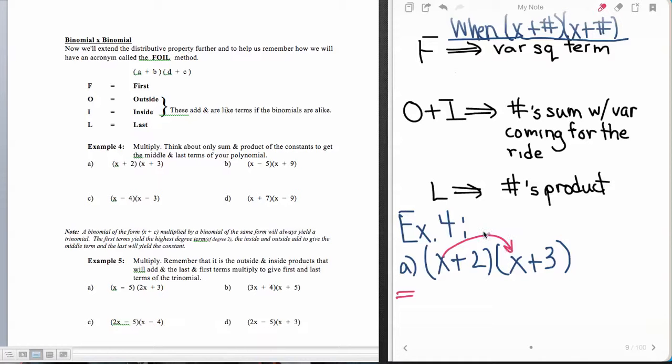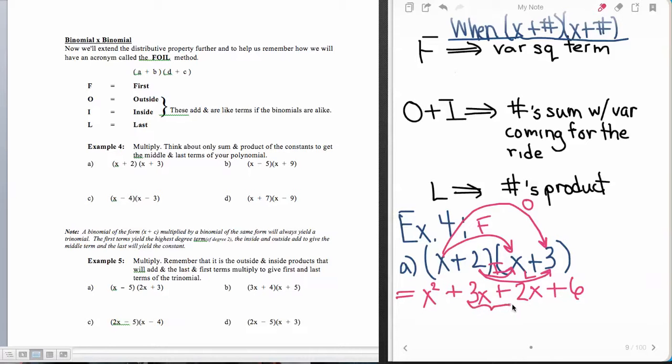So the first times the first, that's my F, right? And that's going to give me x times x, which is x squared. And then this one times here gives me my outsides, that's my O, so 3 times x, which gives me my 3x, and then the 2 distributes through, that's my insides multiplying, 2 times x, which gives me 2x, and then finally my 2 distributes over here, and those are my last ones, 2 times 3, which gives me 6.